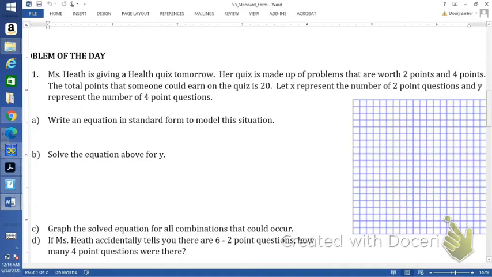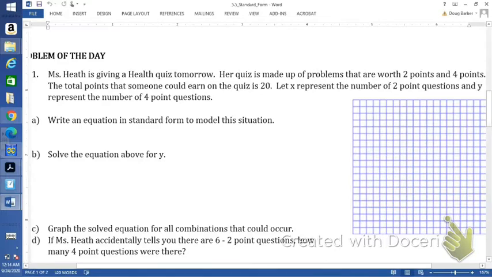Alright, so let's get started. Miss Heath is giving a health quiz tomorrow. Her quiz is made up of problems that are worth 2 points and 4 points. The total points that someone could earn on the quiz is 20. Let x represent the number of 2-point questions and y represent the number of 4-point questions. In part A, write an equation in standard form to model this situation.